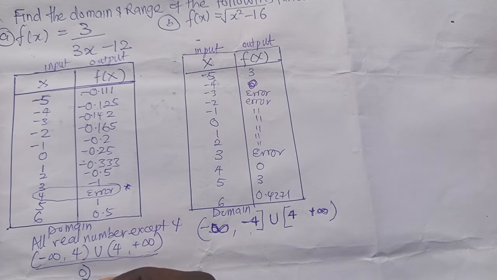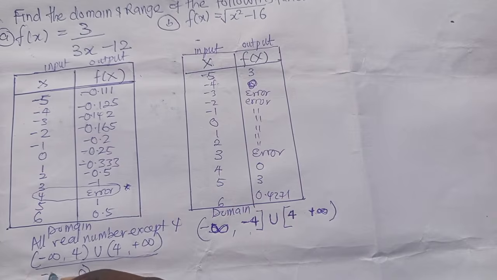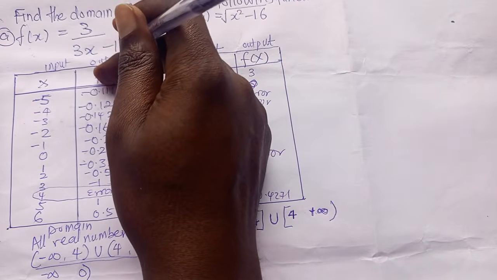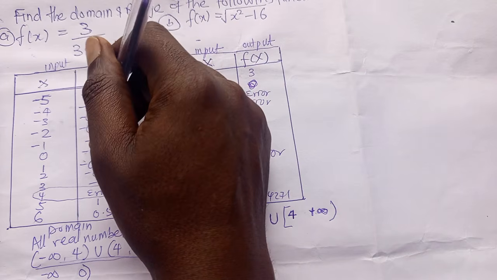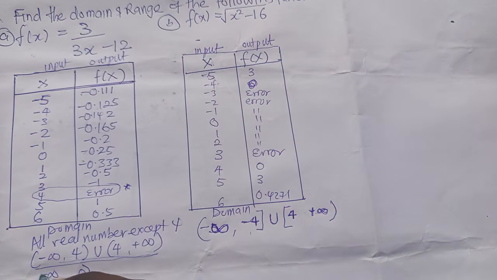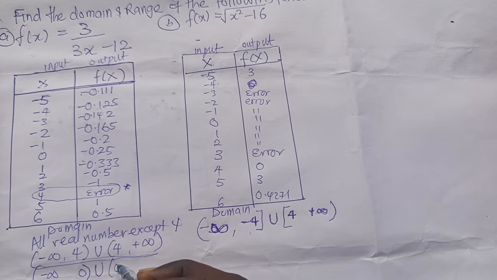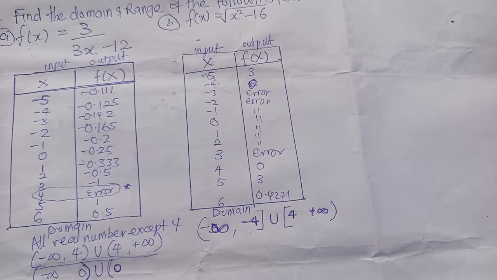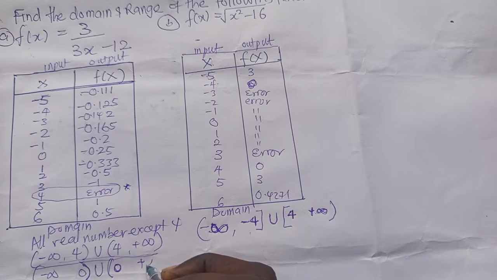So 0 is missing. That means we are going to be traveling from negative infinity down to -1. Then 0 will be missing. That is for the range. Then union, then we will now take 0 again, because 0 is not part of it. When you see a bracket like this, 0 is not part of it. That means for the output, then to positive infinity. That is our range here.